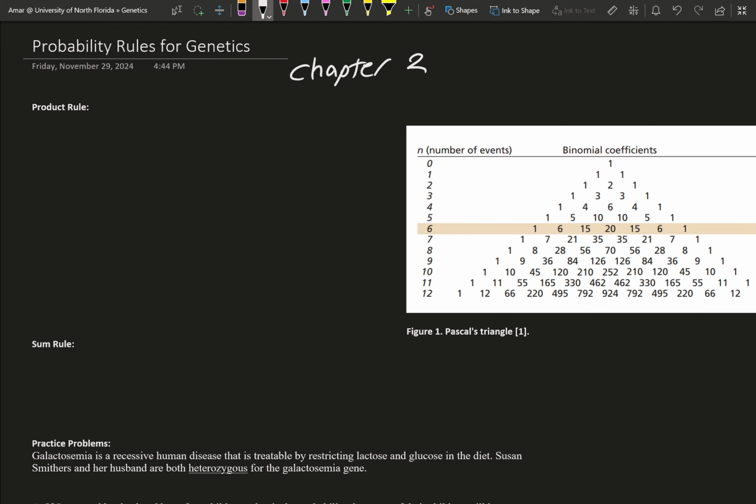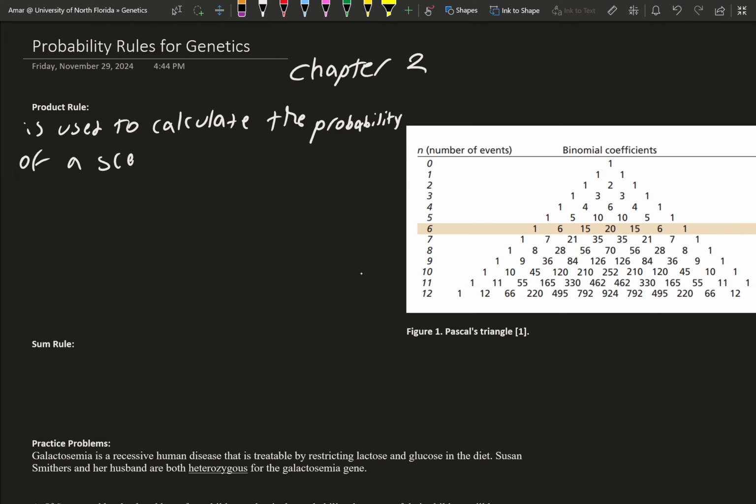The first rule, and we've actually seen some of these rules before in my previous videos, but to just summarize what the product rule is, you're going to use this to calculate the probability of a specific combination of two or more independent events.